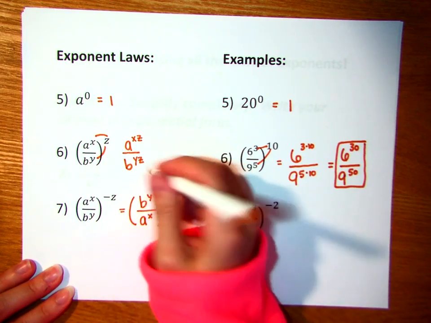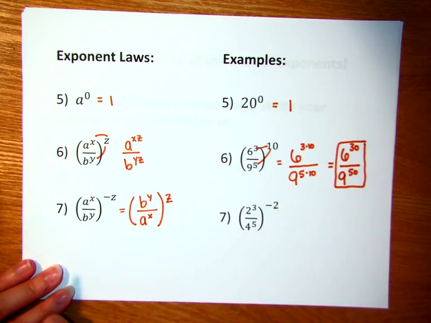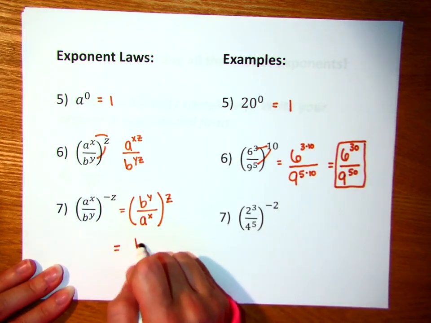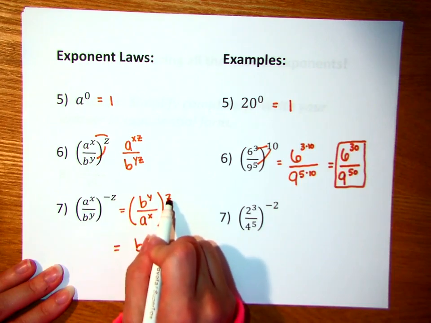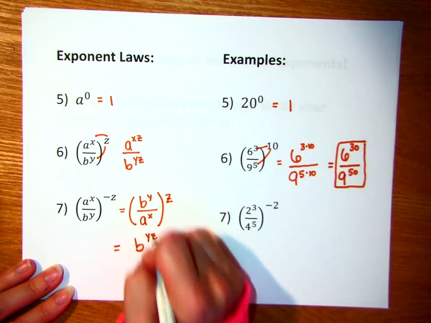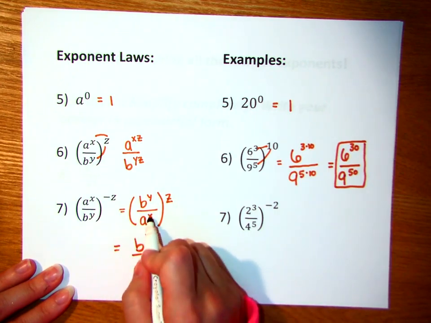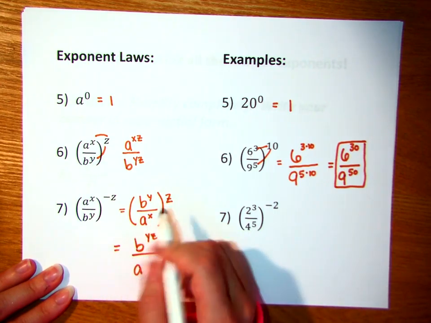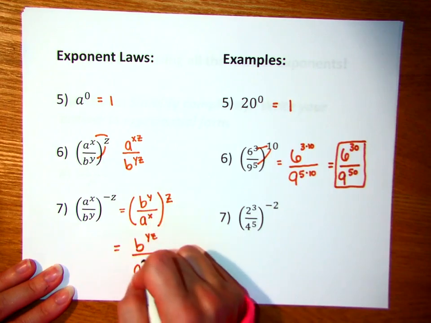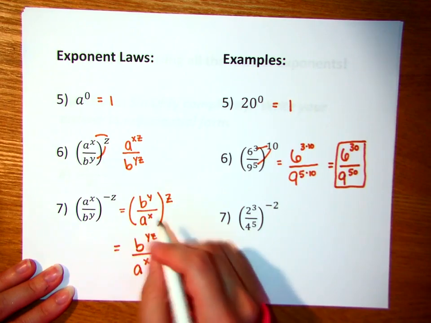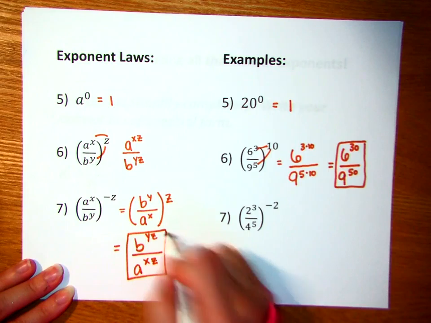So now we're back to the same step up here where we're going to distribute to both pieces. You keep the base of b, and y raised to the zth power is y times z. Over, we have a raised to the x power raised to the z power. So x to the zth power is x times z. And then that would be your final answer here.